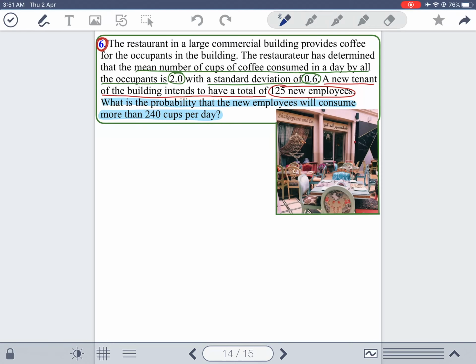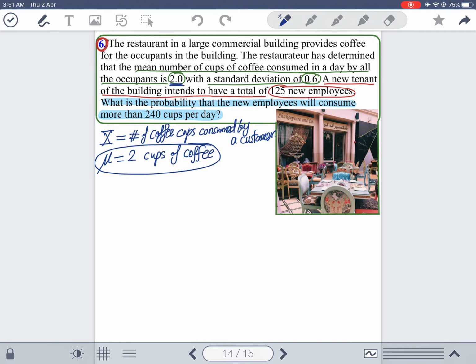So it says that the mean number of cups of coffee consumed in a day by all occupants is 2 cups of coffee. Of course, this means per occupant. Now, what is our random variable x? This is the number of coffee cups consumed by a customer. Notice that I'm putting by one customer, because they are giving you the average per customer. So how much each one is drinking on average is 2 cups of coffee per day. And the standard deviation for this population is 0.6 cups of coffee.